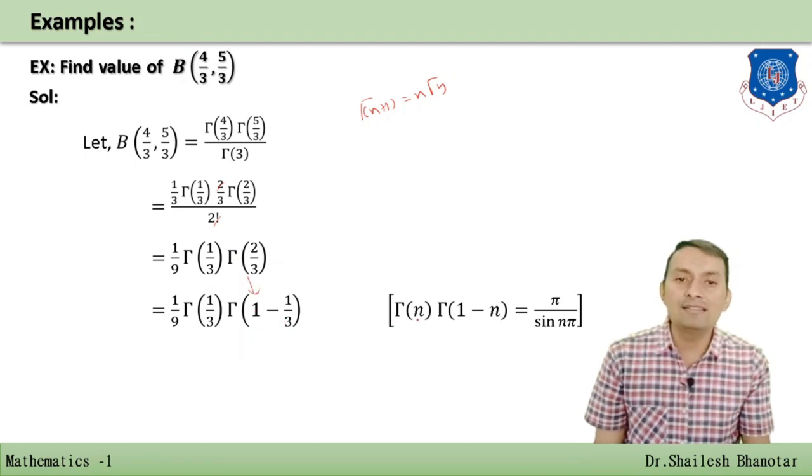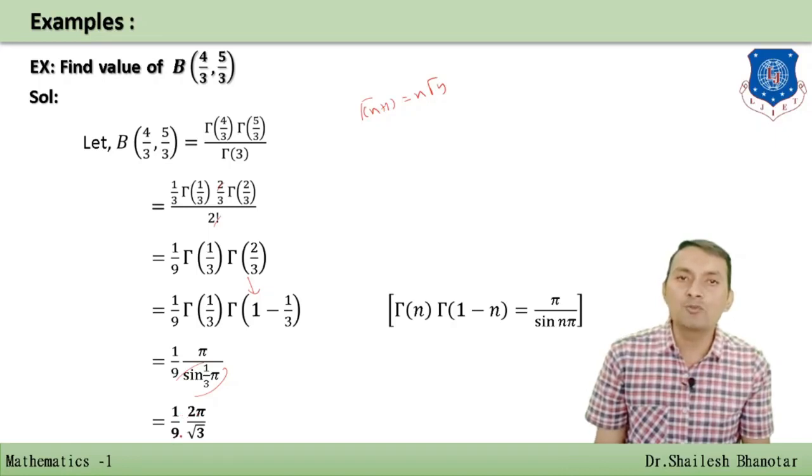But we have one result that gamma n into gamma 1 minus n can be written as pi divided by sine n pi. So according to this result, n is nothing but 1 by 3. So what I will get is pi divided by sine pi by 3. But what is sine pi by 3? Exactly square root of 3 divided by 2. So it will be written as a numerator, so we can say that 2 pi divided by 9 into square root of 3.